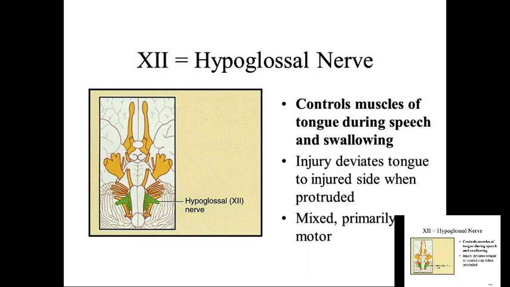The injury will deviate the tongue to the injured side. So if the damage is to the right, they stick out the tongue, the muscles on the left side are stronger, so it pushes it to the right.